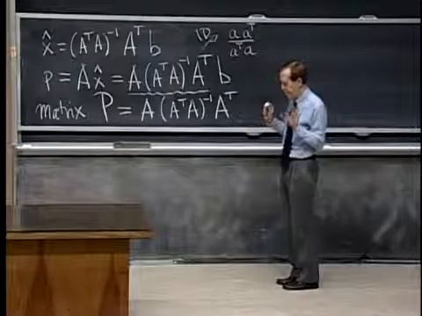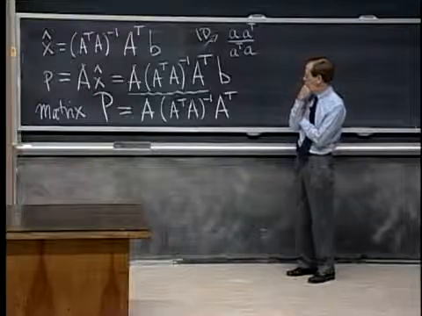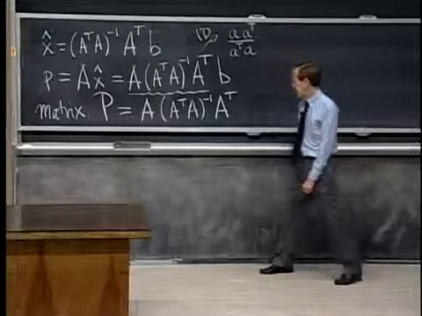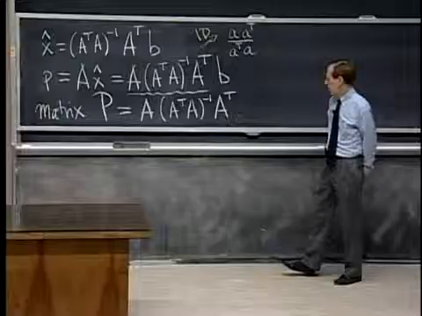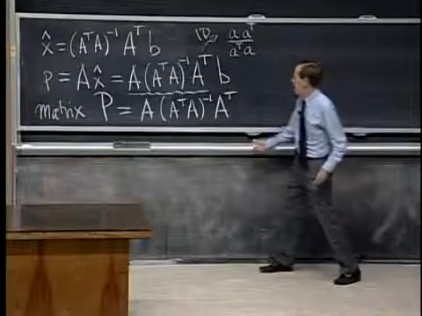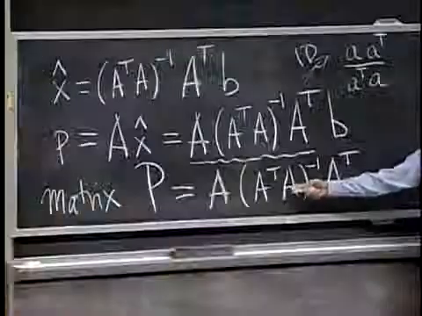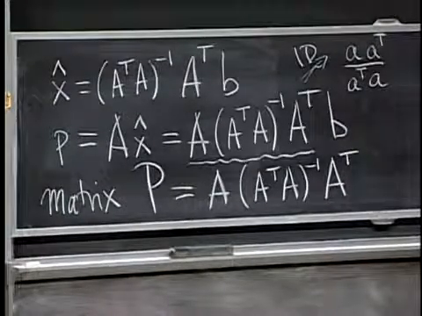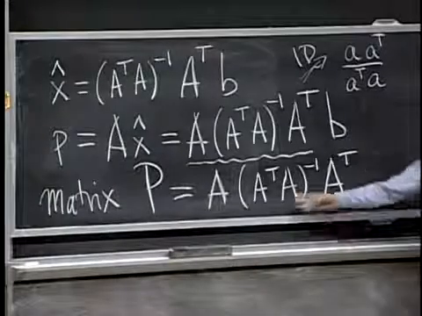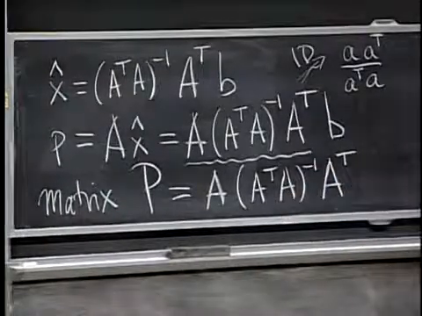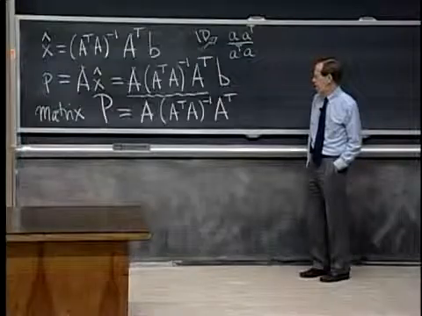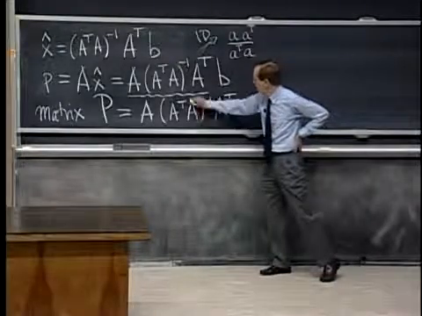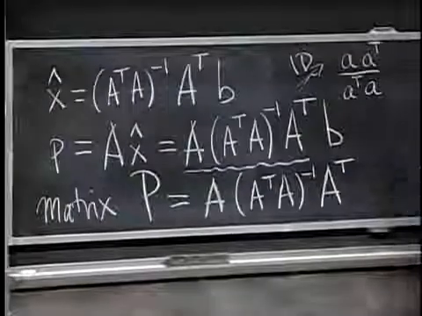Now, if you'll bear with me, I'll think about what I have done here. I've got this formula. The first thing that occurs to me is something bad. Here's a product of two matrices and I want its inverse. Why don't I just use the formula I know for the inverse of a product and say, okay, that's A inverse times A transpose inverse? What will happen if I do that?